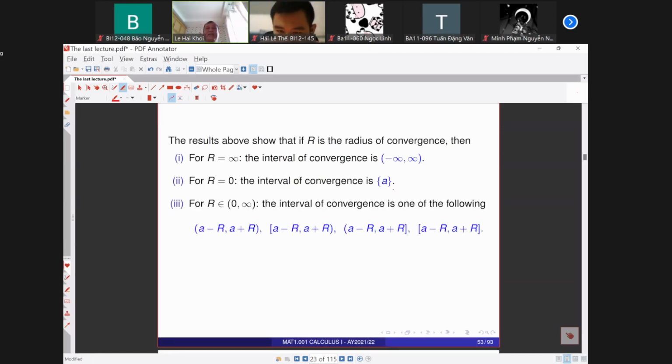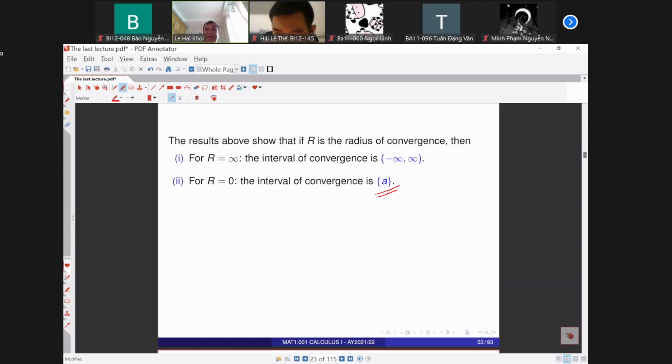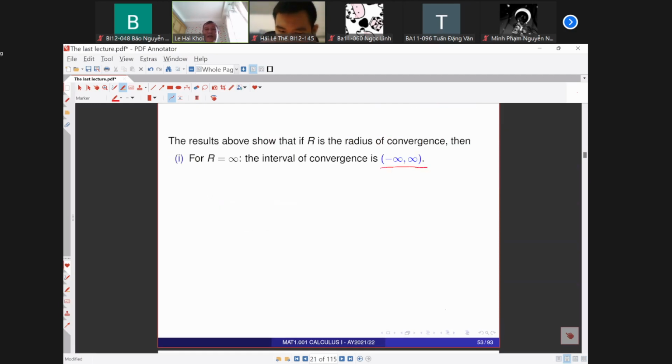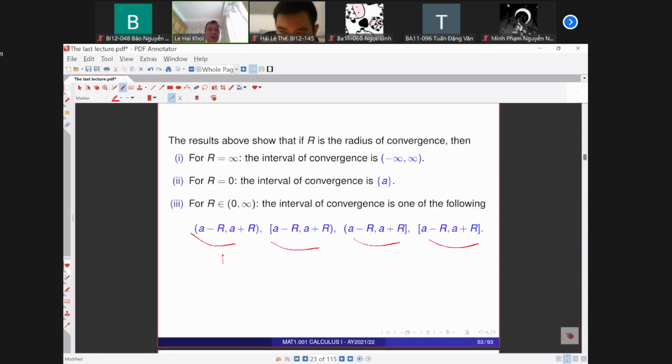And in the case 3, when you have really the radius of convergence, which is a positive number, 4 cases happen as I explained here. 4 cases, right? That you have these 1, 2, 3, 4 cases. Which case happens? You have to investigate by yourself at the endpoints.